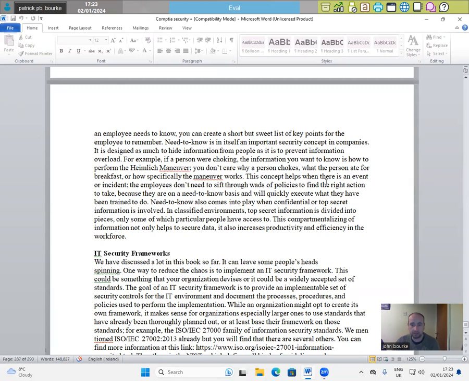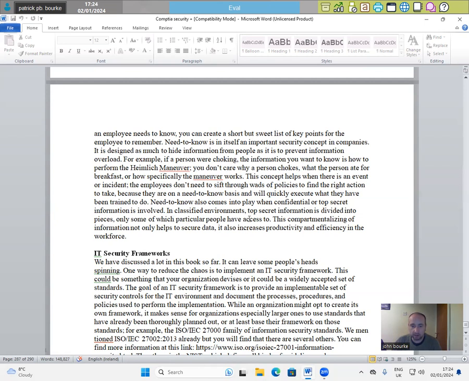This concept helps when there is an event or incident. The employees don't need to sift through waves of policies to find the right action to take because they are on a need-to-know basis and will quickly execute what they have been trained to do. Need to know also comes into play when confidential or top secret information is involved.